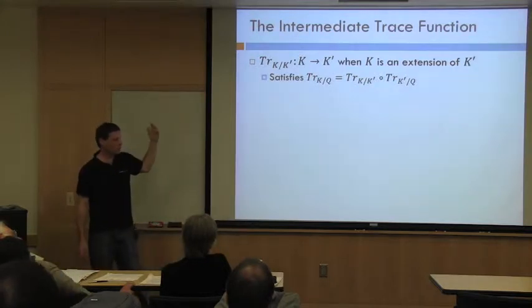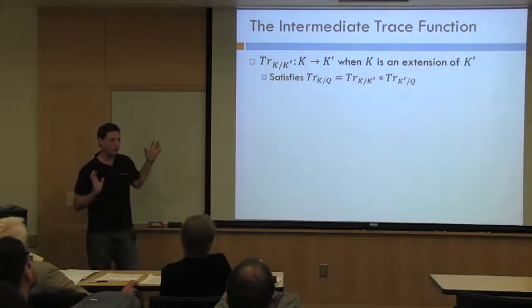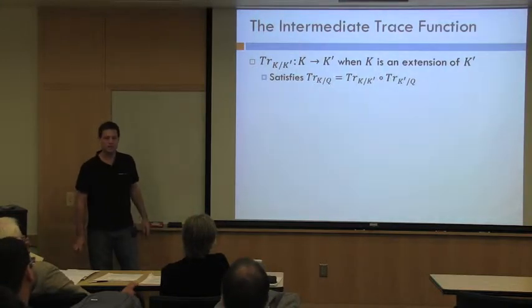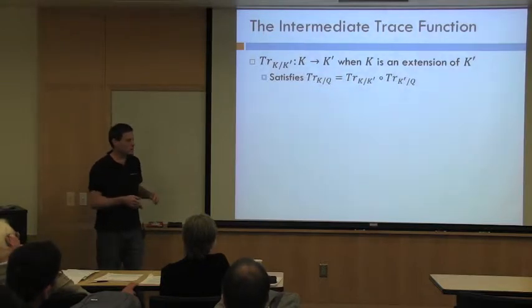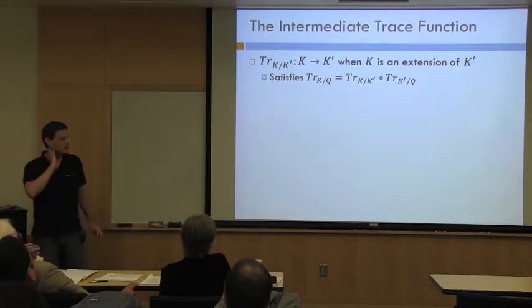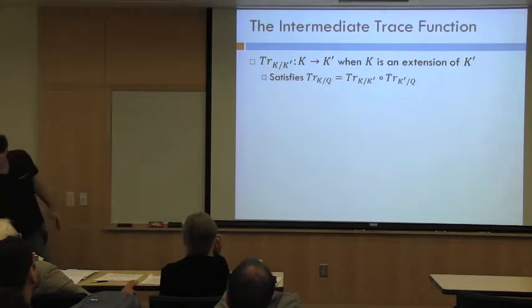If I had written my trace initially in a more algebraic way, then I could actually write a very simple equation here that defines the intermediate trace function. But since I defined it over C, in order to do that I would have to talk about how to embed K prime in C, and I don't want to do that. So it just exists, and it satisfies that.